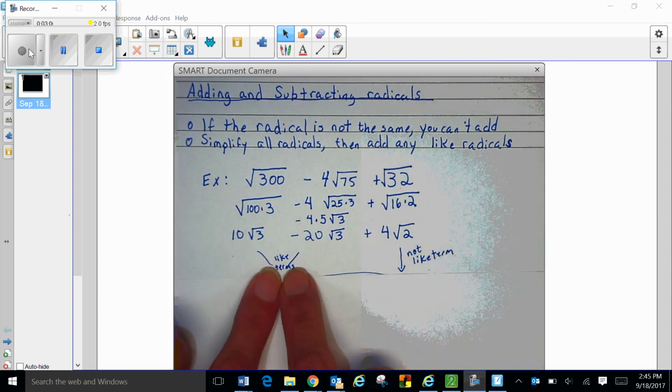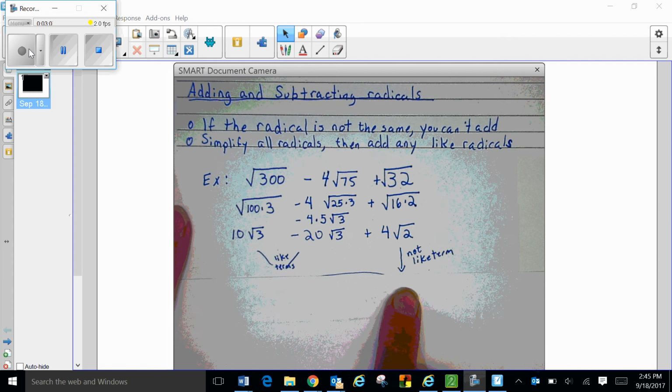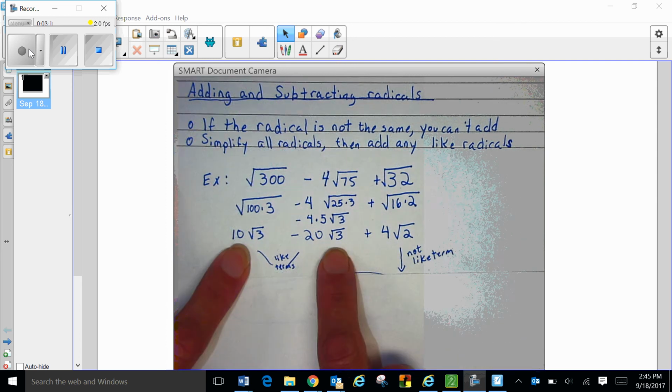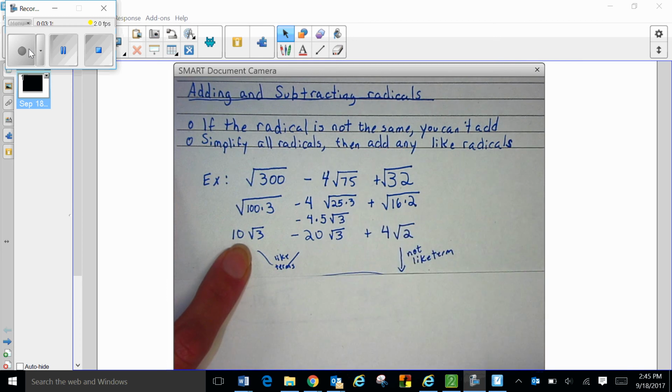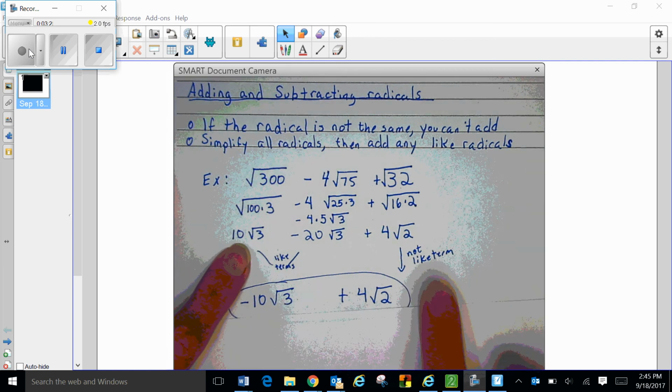So 10 minus 20 gives me negative 10, and I keep the square root of 3, same as if I had an x or a y there. So I have now negative 10 square root of 3 plus 4 square root of 2, which comes down and does not combine. And this is my final answer. It's as simple as it will go in simplified radical form.